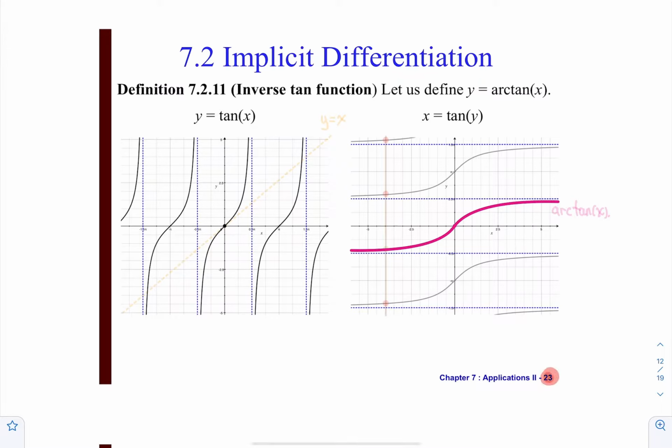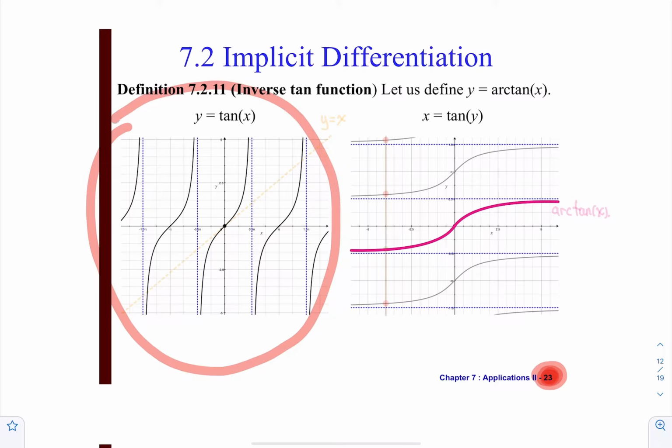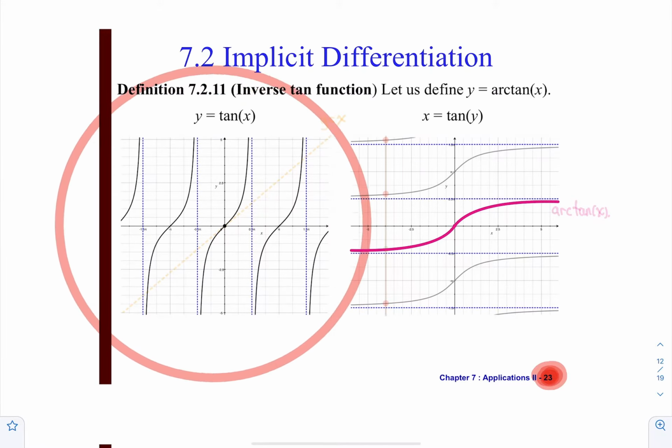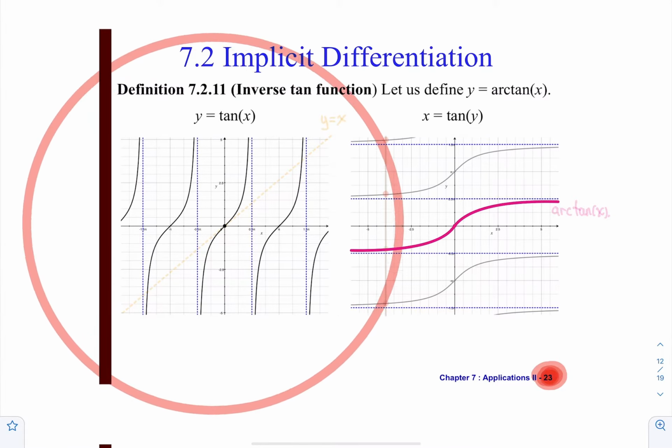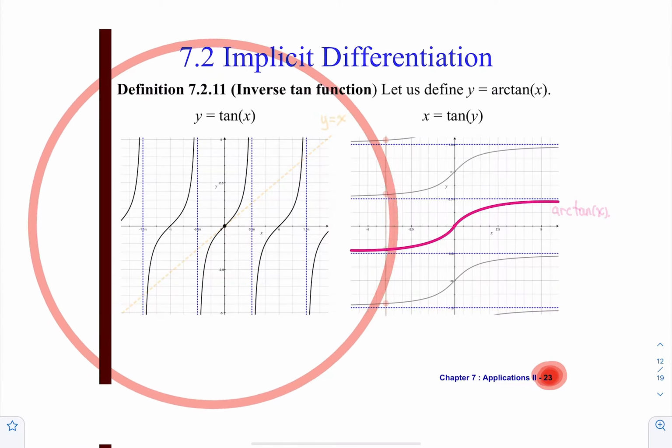So here we go. Let's first define the inverse function of tan, the arctan function. The idea when you're constructing the inverse of a function is you first start with the original function. Here on the left, I have the graph of the tan function. Now we want to construct the formula for the inverse of that function.